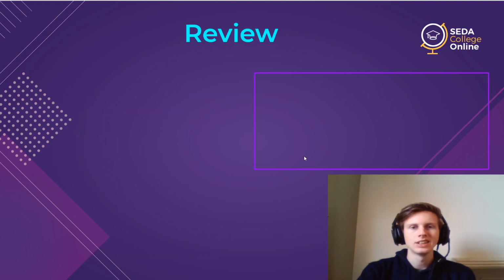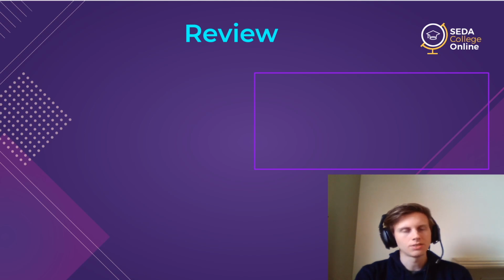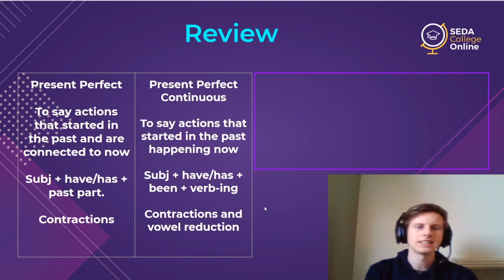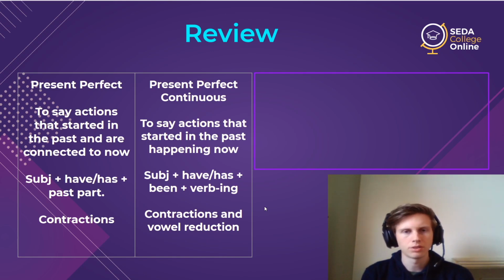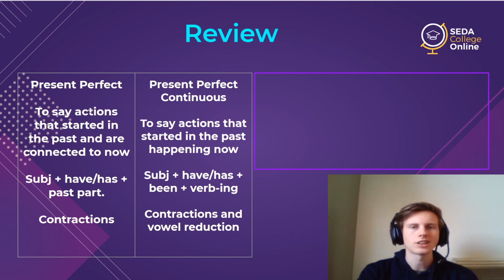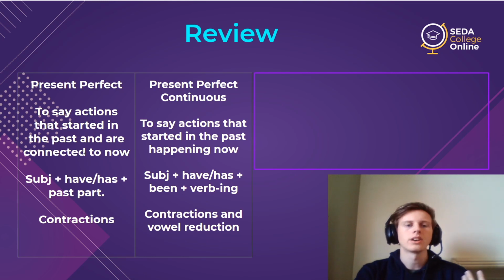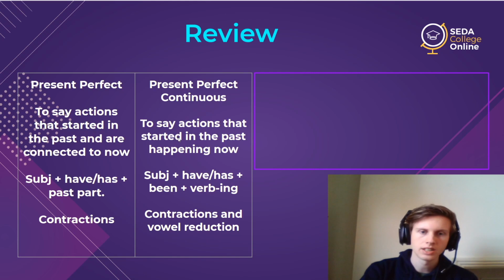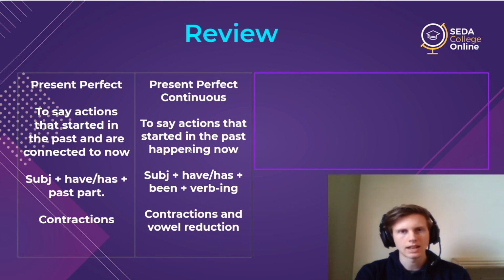All right. Well, so thank you. That was everything for today. So I'm just going to review everything of what we covered. We talked about the present perfect and compared it to the present perfect continuous today. A quick comparison. The present perfect is to say actions that started in the past and are connected to now. The continuous is to say actions that started in the past and are happening now. They are ongoing, in progress.